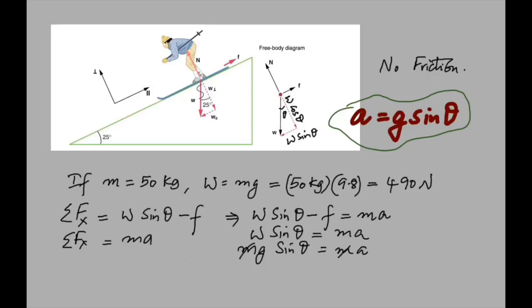No, not at all, because we saw that the mass got cancelled. So whether it's a light object or a heavy object, the acceleration is going to be g sine theta. For example, if theta is 30 degrees, then we're going to get g times sine 30, which will be 4.9 meters per second squared. Let me just write that quickly. This will be g times sine 30, which will give you 4.9 meters per second squared.